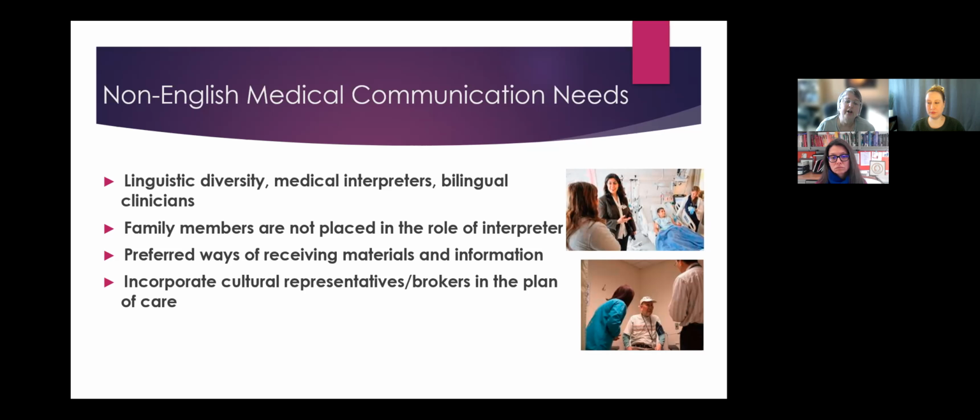So we do want to incorporate those representatives in the plan of care, especially for non-English speakers, or if there are capacity issues, that for sure their healthcare agent or a guardian or whoever is the representative is there with that plan of care when we're talking about these people with serious illness and where they're going.